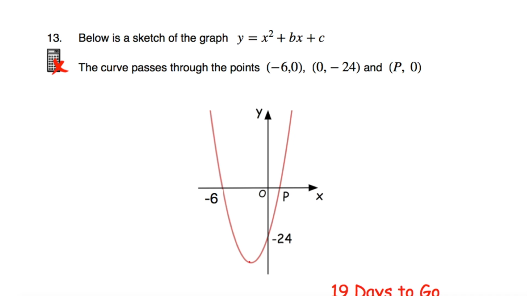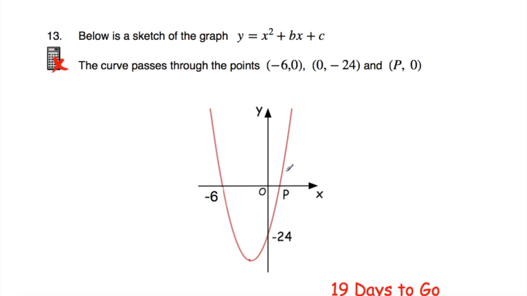Okay, so question number 13, we've got this quadratic graph, and we've got some points it passes through. It passes through -6, 0, and it passes through 0, -24. And then obviously we've got P, 0, which is this point here. And we've been asked to find the coordinates of the minimum point, which is this point here.